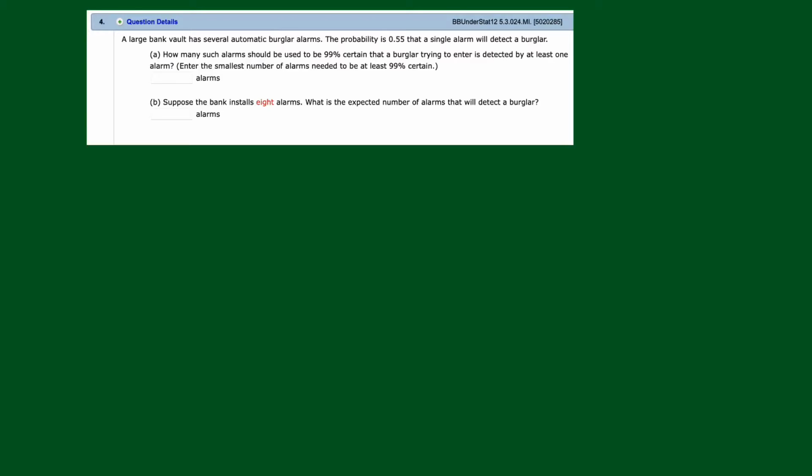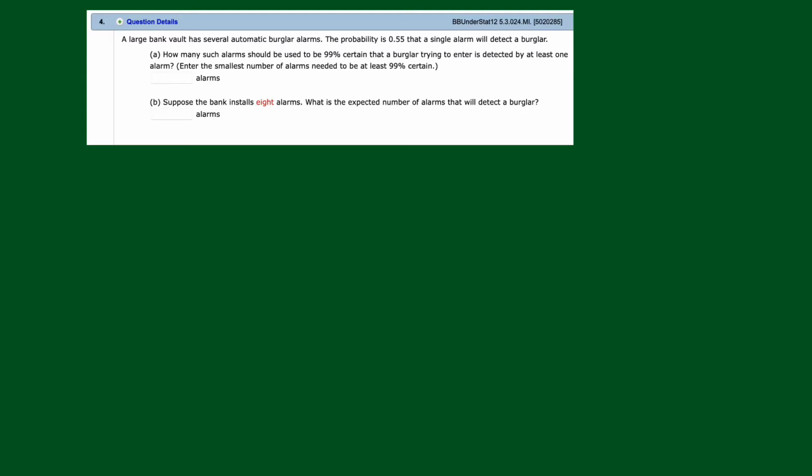5.3, the last question in this section, number 4. A large bank vault has several automatic burglar alarms. The probability is 0.55 that a single alarm will detect a burglar. How many such alarms should be used to be 99% certain that a burglar trying to enter is detected by at least one alarm? Enter the smallest number.